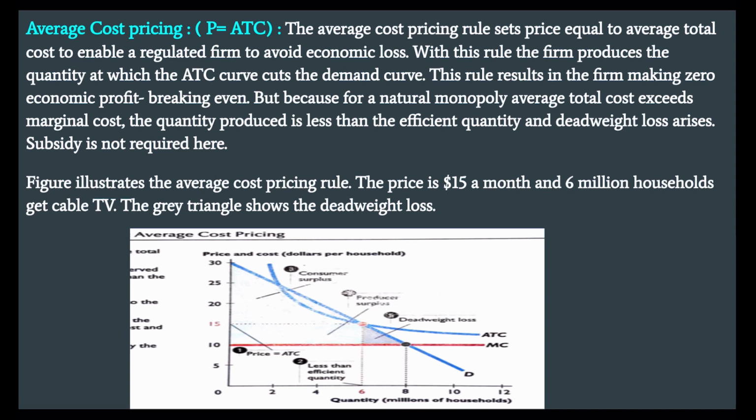But since the price covers ATC, you can see the price is set at 15, which covers the average total cost, so the firm makes a normal profit. So the figure illustrates average total cost pricing. The price is $15 a month and 6 million households get cable TV. The gray triangle shows the deadweight loss.